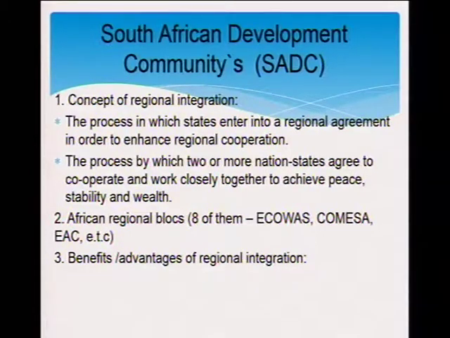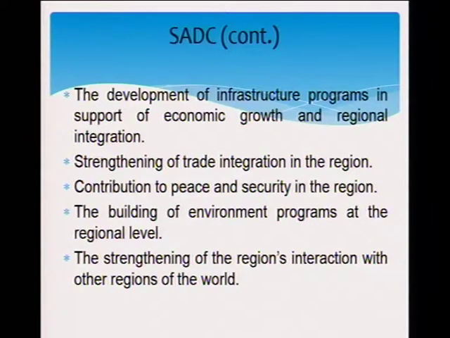In the western side of Africa, there's the ECOWAS, Economic Community of West African States. There's COMESA, Common Market for Eastern and Southern African States. There's the ECA and lots of them. But the block that's in this course is the SADC, which is the Southern African Development Community, which consists of 15 countries.